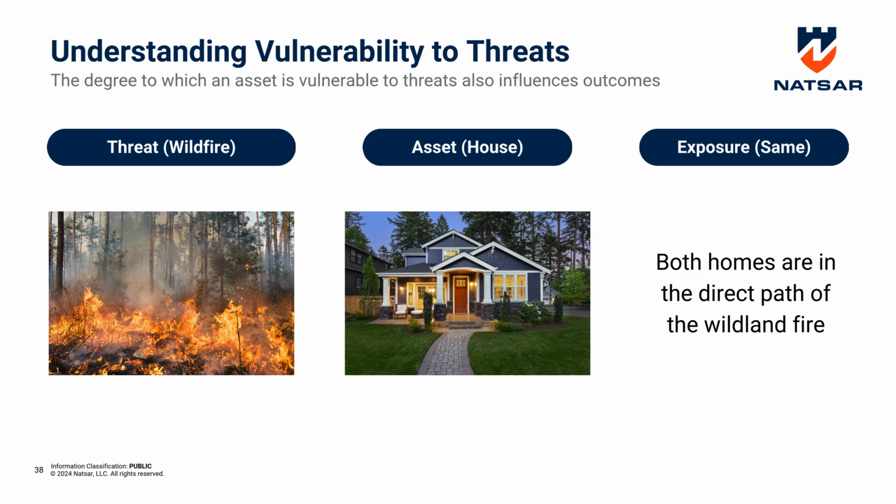So in this example, think about a neighborhood that has several houses and they're all being threatened by a wildland fire coming toward them. The assets are the same, they're houses. The threat is the same, it's the fire. The exposure is the same, that fire is coming toward those houses. However, the construction of the asset is going to make a big difference. While the assets are all houses, there's going to be a varying degree in how those houses are constructed.